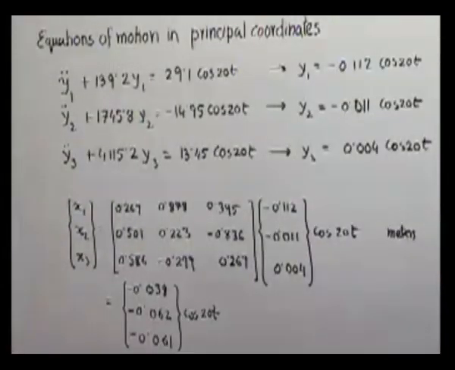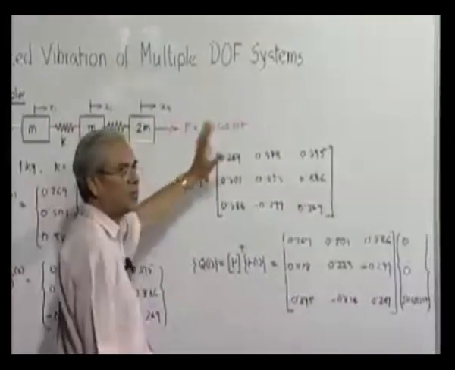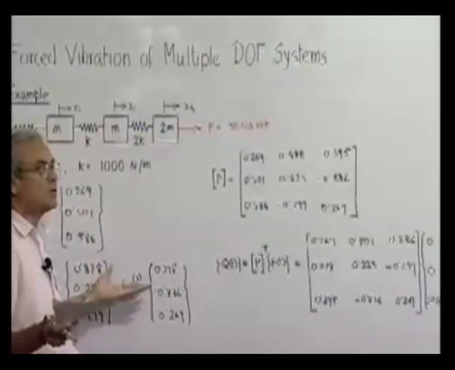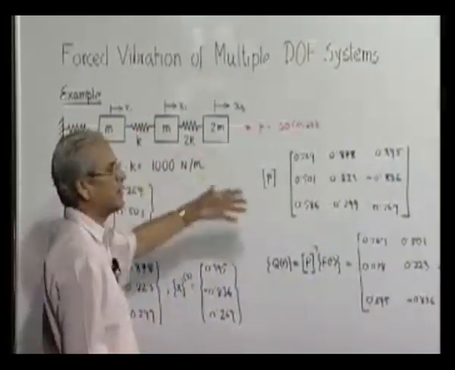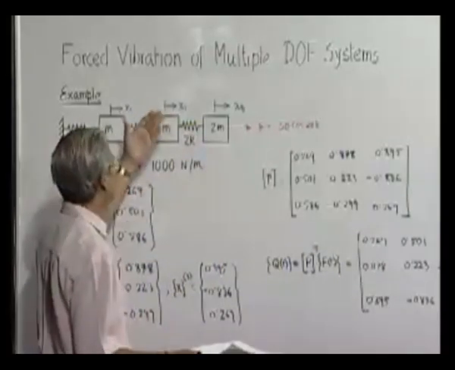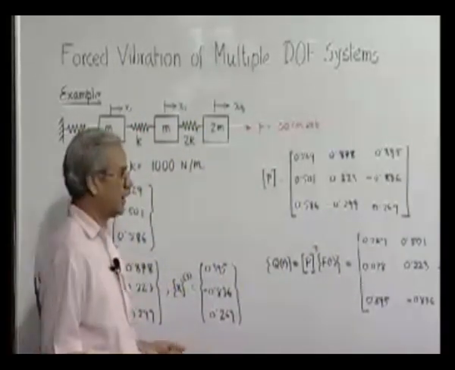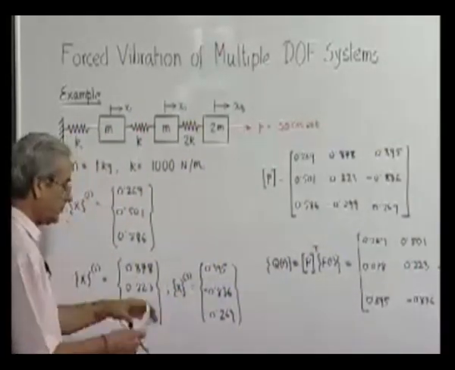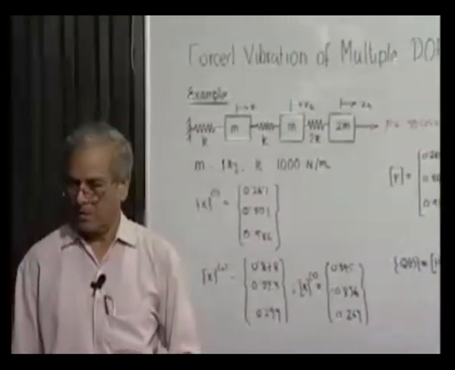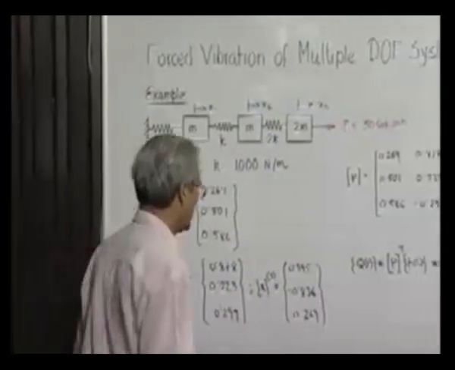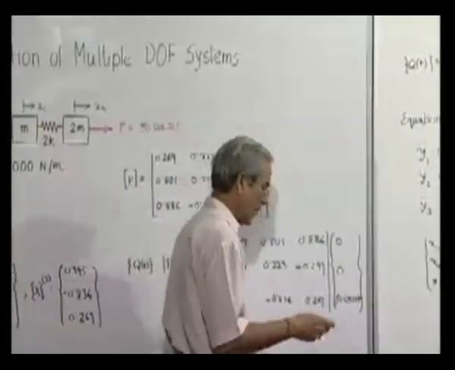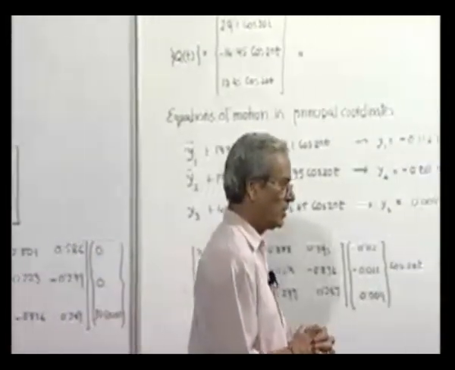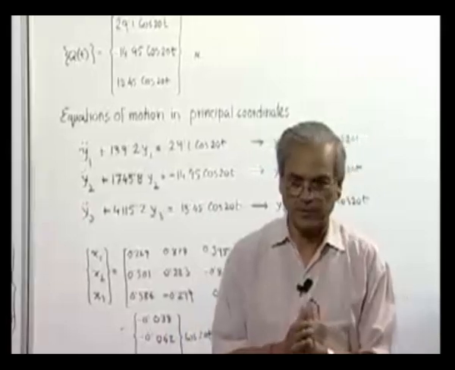Now the question is that if there are two forces, then what we can do, we can separately solve and superimpose, because the system is linear. So that way we will get the solution by superimposing the solutions separately obtained in this form. Thus we come to the end of our discussion on multi-degree freedom systems.